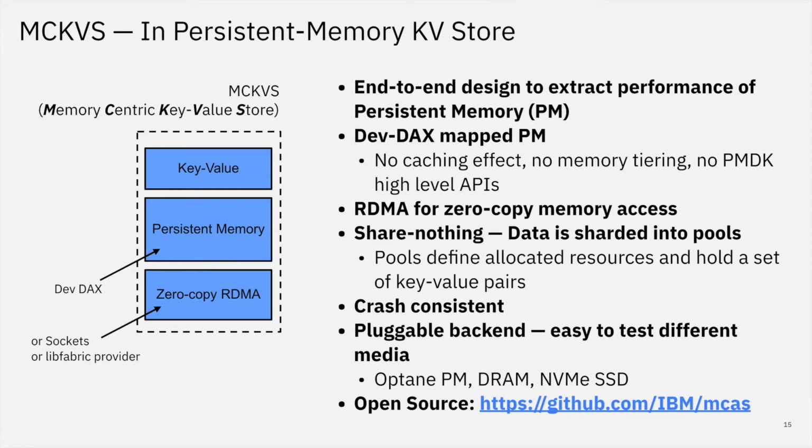To minimize the network overhead, we adopt RDMA for zero-copy memory access. MCKVS is a shared nothing architecture, like the other popular NoSQL key-value databases. In order to compare with different media, we designed MCKVS with a pluggable backend, and it currently supports Optane PM, DRAM, and also NVMe SSD. And it's open source on GitHub, available for other researchers to experiment with.